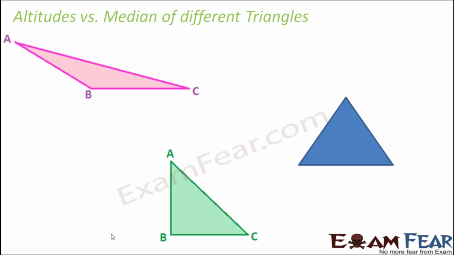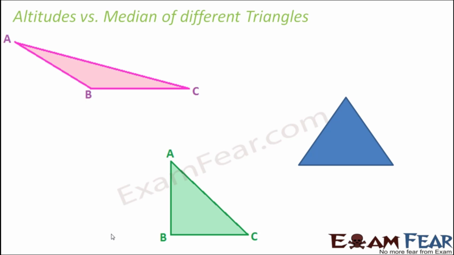Let us have a quick comparison of altitude versus median of different triangles. On the screen we have an obtuse-angled triangle, a right-angled triangle and an acute triangle. In each of these we will see how the altitude would be for each of them and how the median would be for each of them. And that's how we will differentiate between the two.